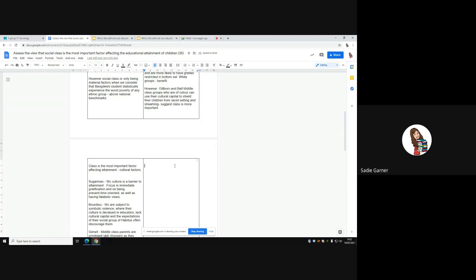So, however, class is not the most important factor, but instead, gender. Class is not the most important factor that affects attainment, but gender needs to be considered. Okay, I'm then going to include three sociologists. So for Mitos and Brown, highlight him.